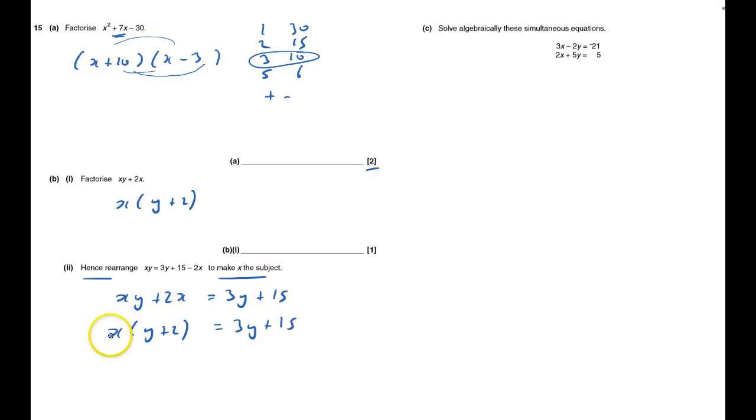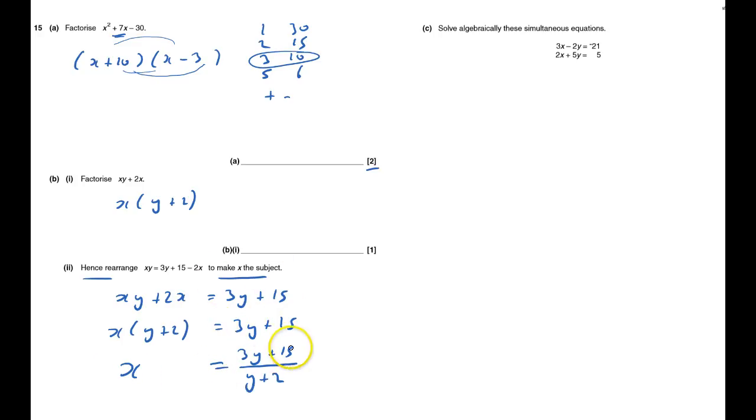I want to make x the subject, so I need x on its own. So x equals, I've got to get rid of the y plus 2, so I need to divide both sides by y plus 2. And I get 3y plus 15 over y plus 2. Good. Lots of algebra here.